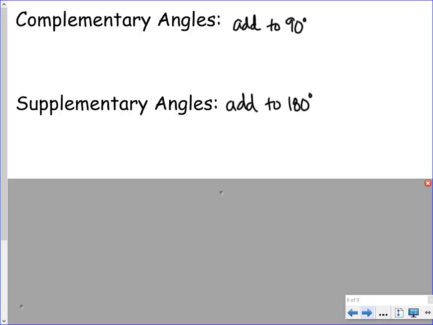What would complementary angles add up to in radians? Pi halves. What would they add up to if they were supplementary? 1 pi.